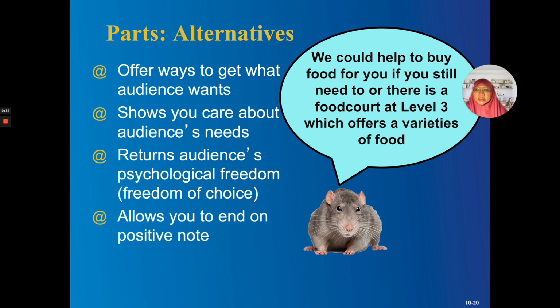The example here provides information as to how the audience can get food. There is a choice that the organizer can arrange for it to be delivered, or the choice for the audience to go and purchase it themselves. The positive note is that food will be served even if it has to be purchased by themselves. Finally, the last of the 6 parts is ending.